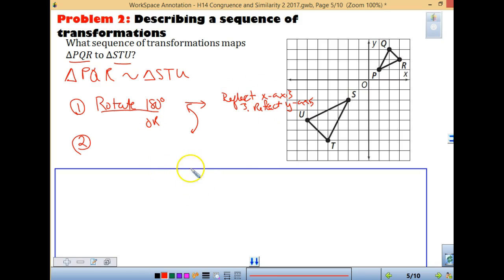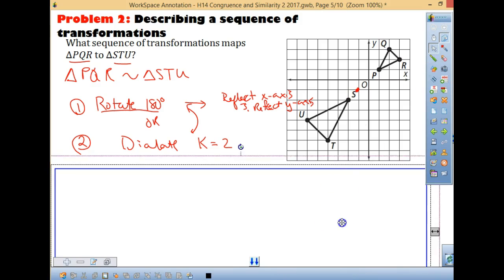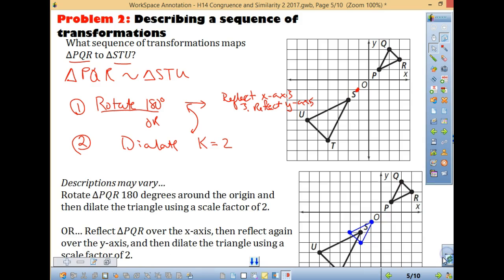After we did that, Greta, what did you and Bergen come up with for the next thing? If we do reflect it down here. So point P is here. Then we have to dilate. Did anyone do dilate first? Okay, you could definitely do dilate first. K equals 2, right? So if you are looking at these, I just want you to be aware that you could do it either way.